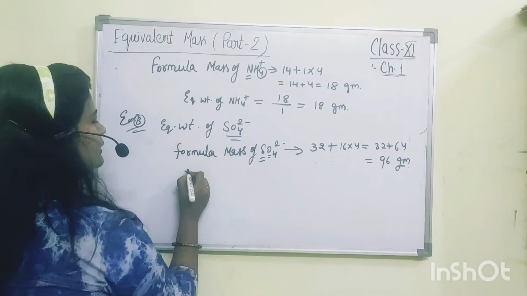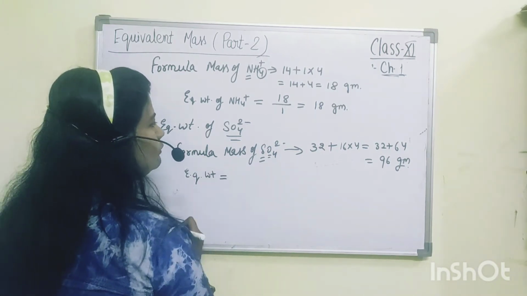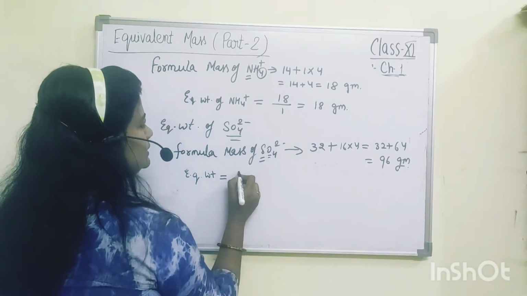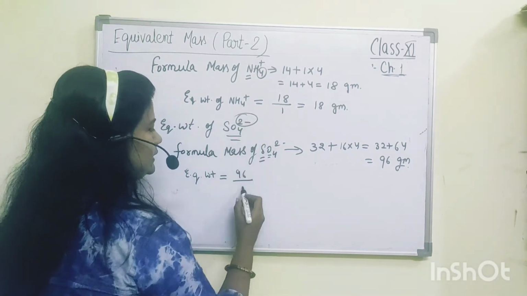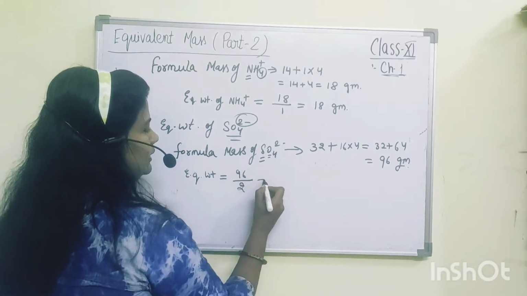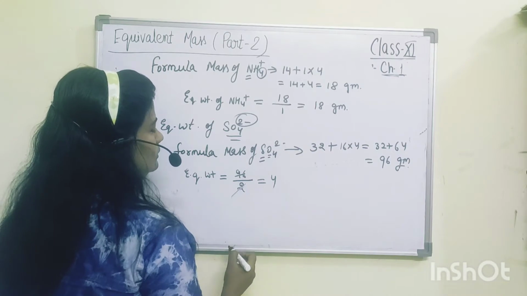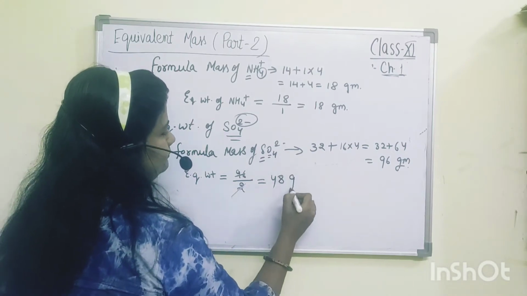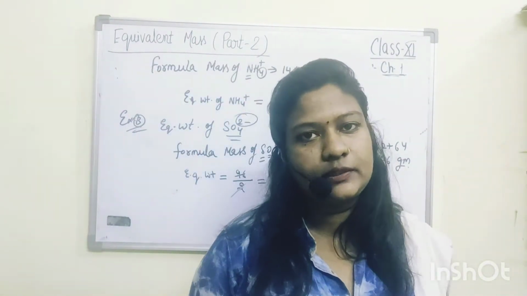Now, what will its equivalent weight be? Equivalent weight is equal to formula mass, 96, divided by its valency or charge on it. The charge is 2. Therefore, the answer is 48 gram. 48 gram is its equivalent weight.